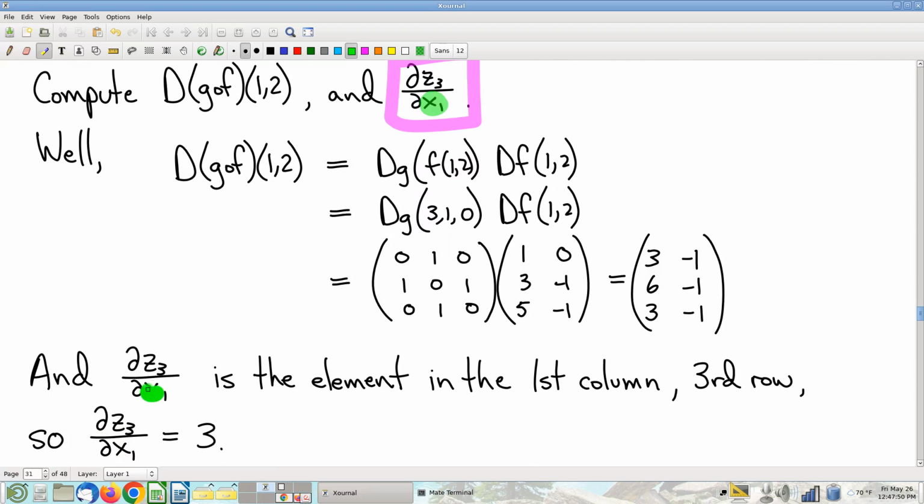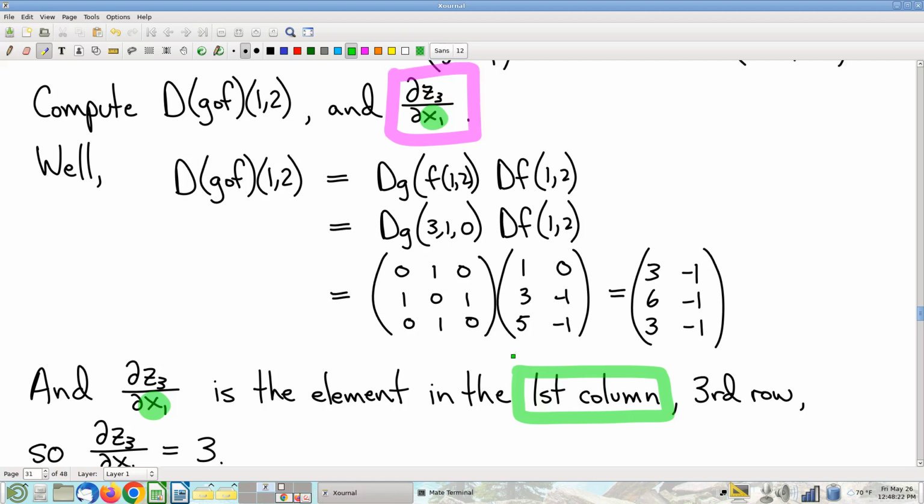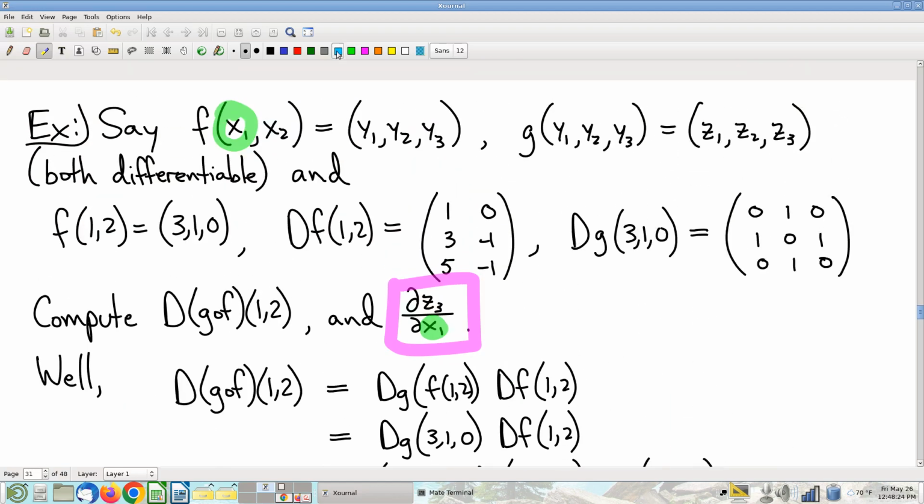And because it's with respect to the first input variable, it's going to be in the first column of the derivative matrix. Now, I remind you of the organization of the derivative matrix, right? Columns correspond to which input variable you're taking the partial with respect to. Rows correspond to which output you're taking the partial of. Okay, so input variable corresponds to column. Everybody happy?